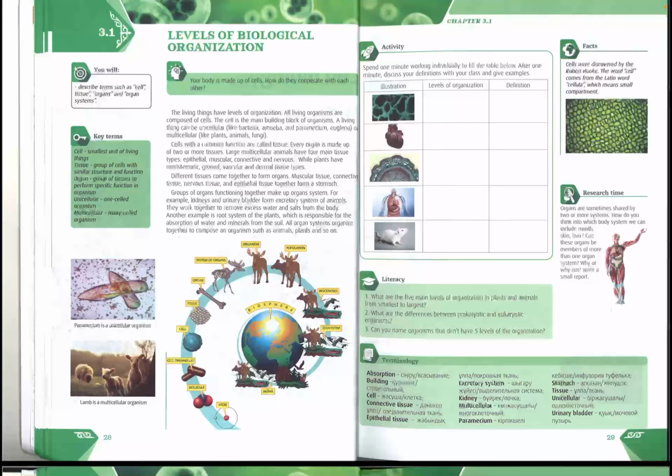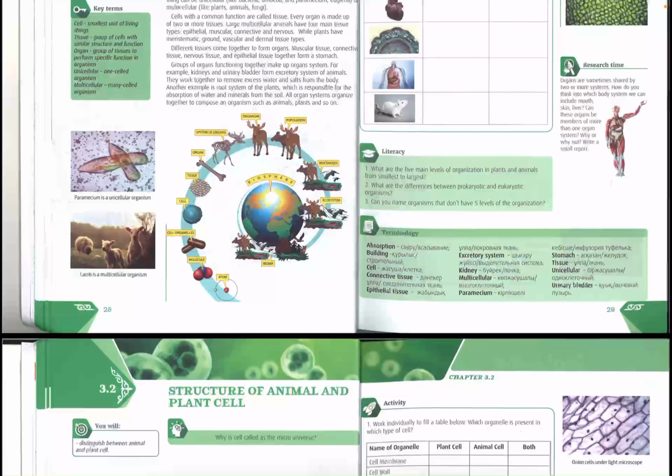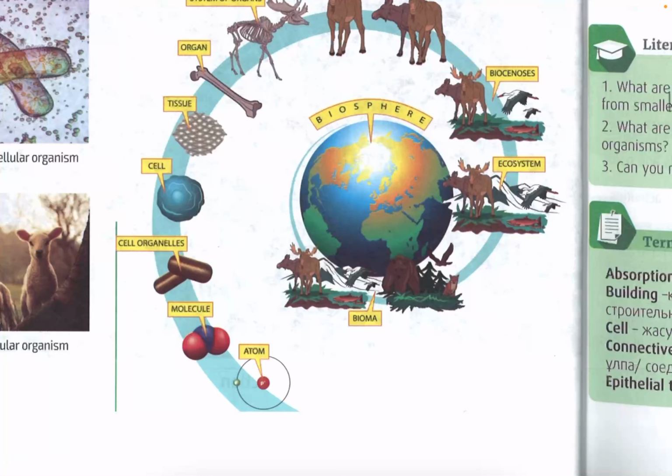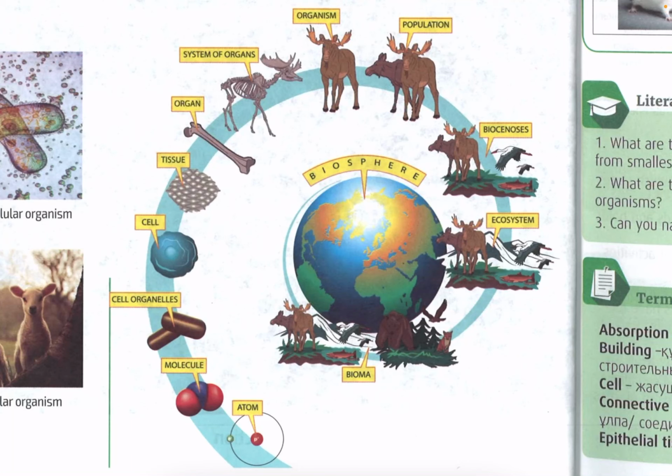Так, теперь. Levels of biological organization explains to us how the organisms are constructed. So the smallest unit of matter is atom. Then several atoms combine together to form molecule and cell organelles. And then we have the smallest unit of living thing. It is cell. Клетка. Several cells which have the same structures and same functions combine together to form tissue, then organ, then system of organs, organism.